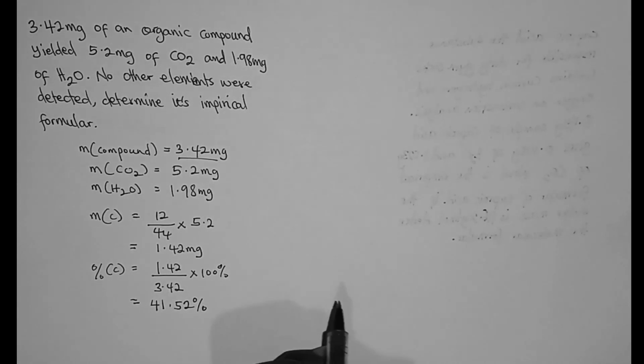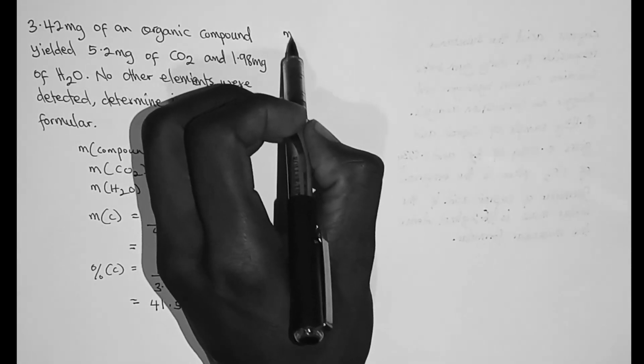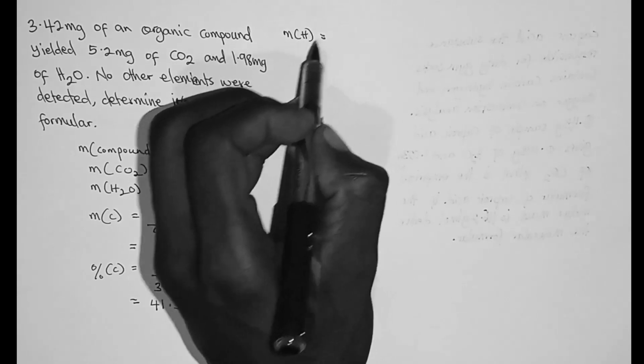So we need to find the percentage of carbon present, and that is equal to the mass that we got for carbon, which is 1.42 milligrams, divided by the mass of the compound. And the mass of the compound is given as 3.42 milligrams, and then times 100%. And then this is equal to 41.52%.